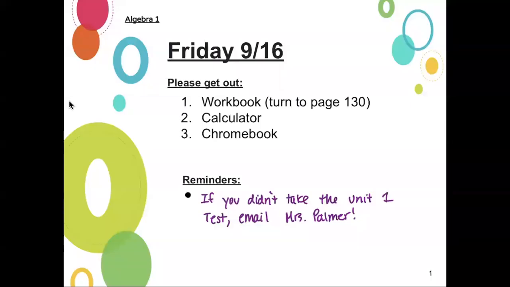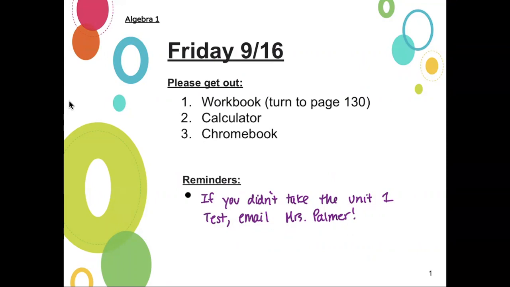Hello, everyone. Today is an exciting day because we are going to start talking about Unit 2. So we're going to do a little bit of an introduction today. And then on Monday, when I get back, we're going to recap some of what we talked about today. Okay. But a couple of reminders before we get started.